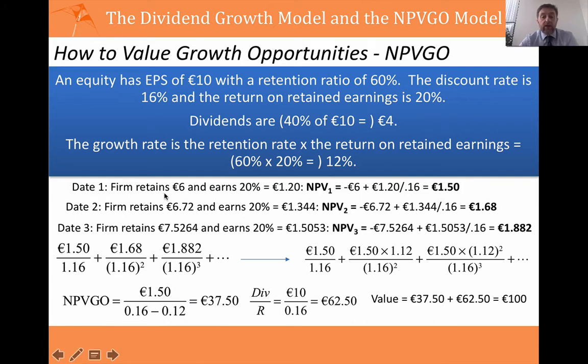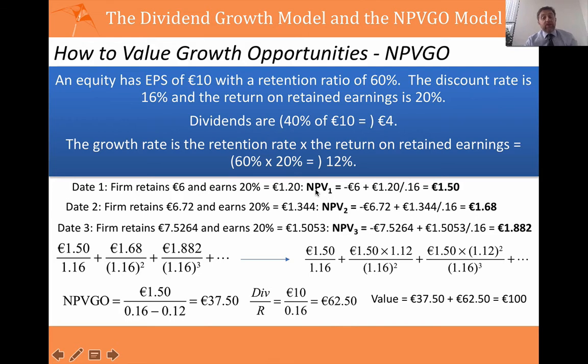Date 1, you can see here that we've got the retention ratio of 60%. So that means we're retaining 60% of €10, which is equal to €6. And we know that that earns 20% per annum forever, right? So if it's going to earn 20% per annum forever, 20% of the €6 is equal to €1.20.